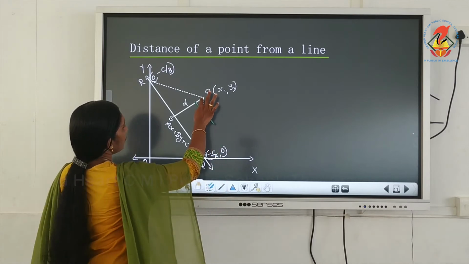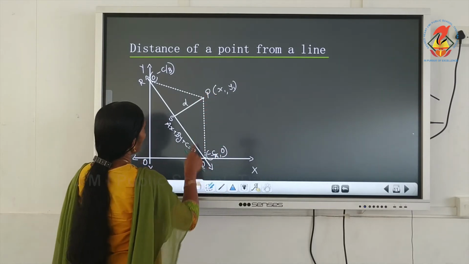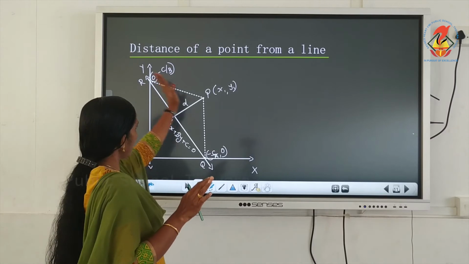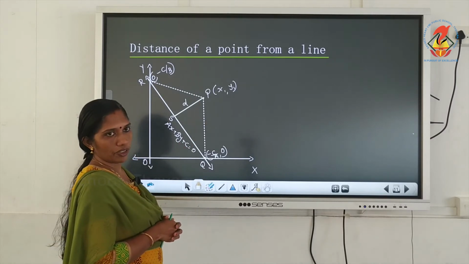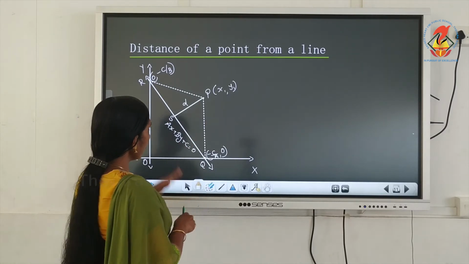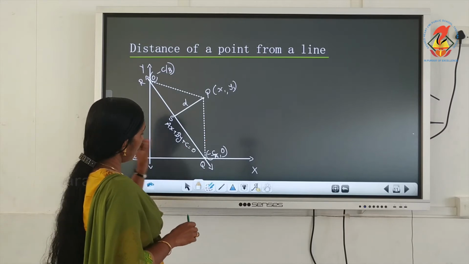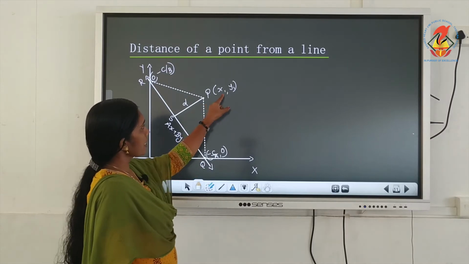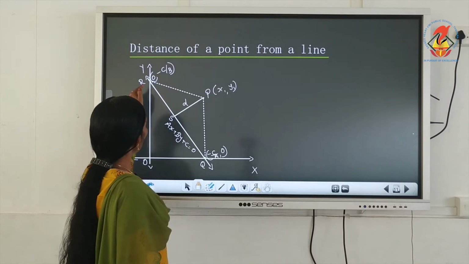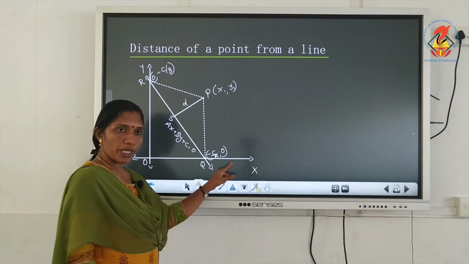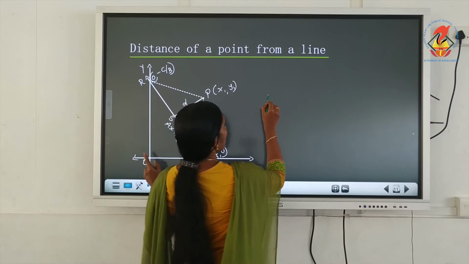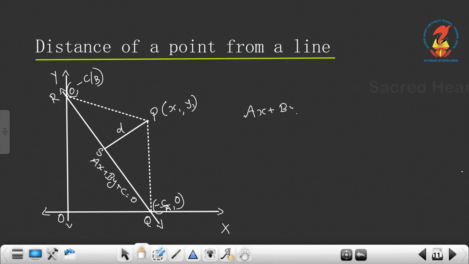For that, from P join to Q and to R. So, here we have a triangle. What is the area of this triangle? Before that, P is (x1, y1). Then what about Q and R? Q is a point on the x-axis. The equation of the line is ax plus by plus c is equal to 0, so it cuts the x-axis. What is the x-intercept? The x-intercept is minus c by a.